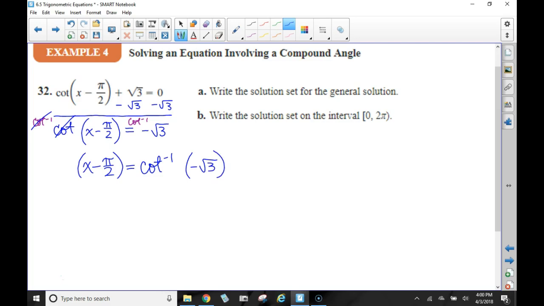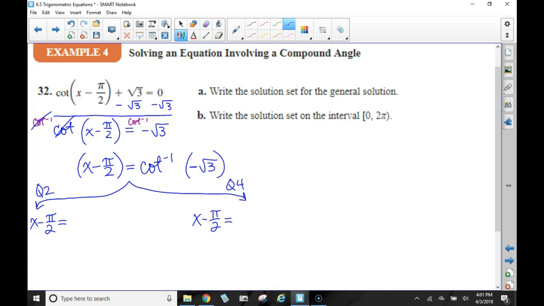Okay? This is the point where we go ahead and break this apart into the two quadrants where the cotangent is going to be a negative square root of 3. Cotangent is negative in quadrant 2 and in quadrant 4. So we are going to have what we have on the left-hand side, x minus pi over 2 equals, and then here we're going to say what angle has a cotangent of negative square root of 3. And then quadrant 4, we're going to have x minus pi over 2 equals, and there you'll give the angle that has a cotangent value of negative square root of 3.